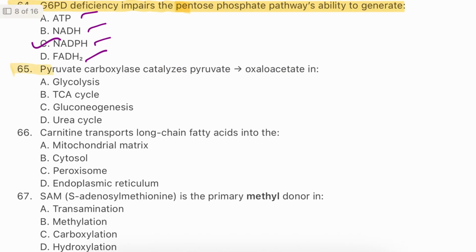Question number 65. Pyruvate carboxylase catalyzes pyruvate to oxaloacetate in glycolysis, TCA cycle, gluconeogenesis, urea cycle. The answer is C. Gluconeogenesis. Pyruvate carboxylase converts pyruvate to oxaloacetate in gluconeogenesis.